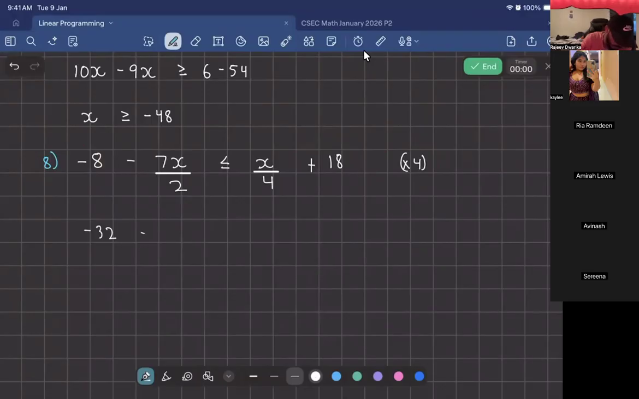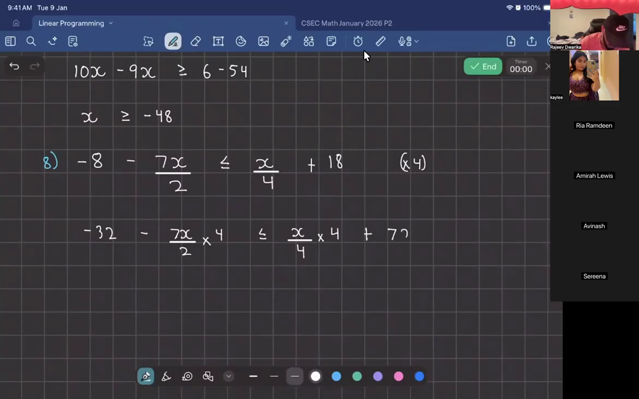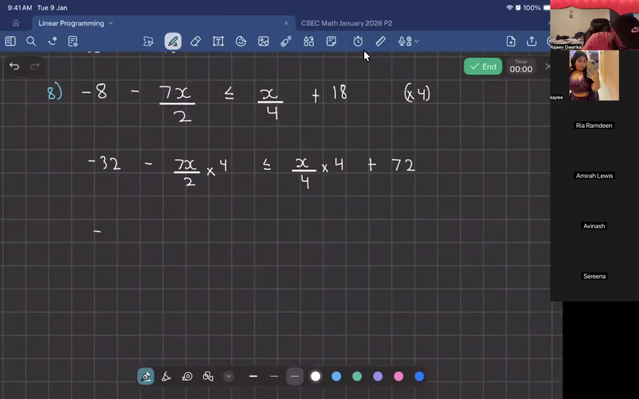Let's do the other one now. So negative 7x all over 2, I'm going to multiply by 4, right? And then we have x over 4 multiplied by what? What are we multiplying everything by? 4. Right? Multiply by 4. And then we have 18 by 4. What is 18 by 4? 72. Right, 72.